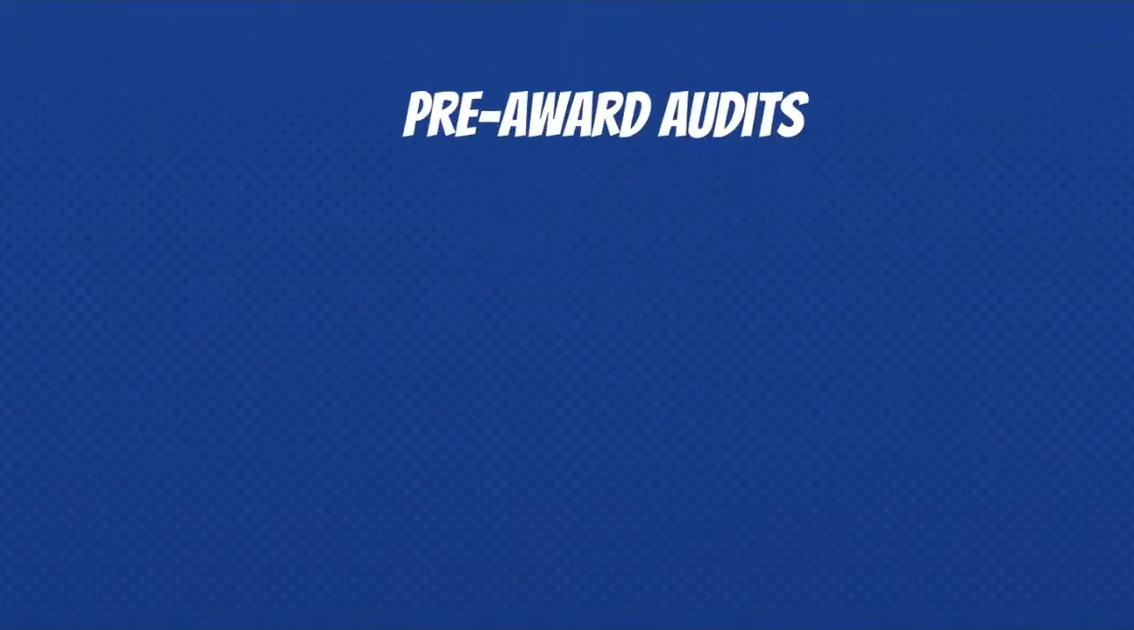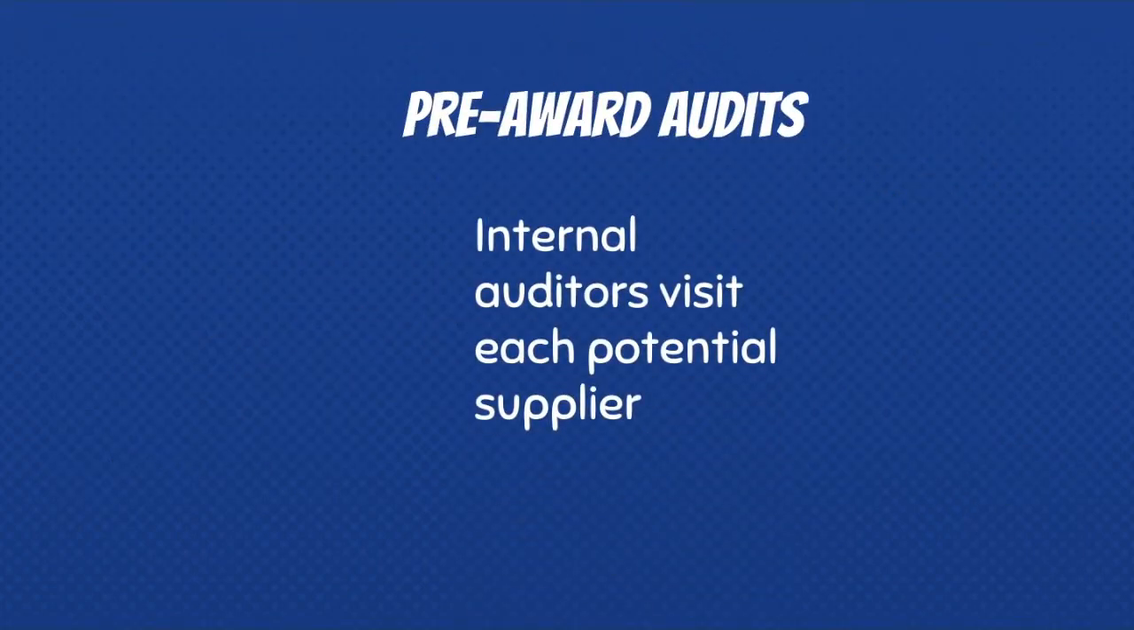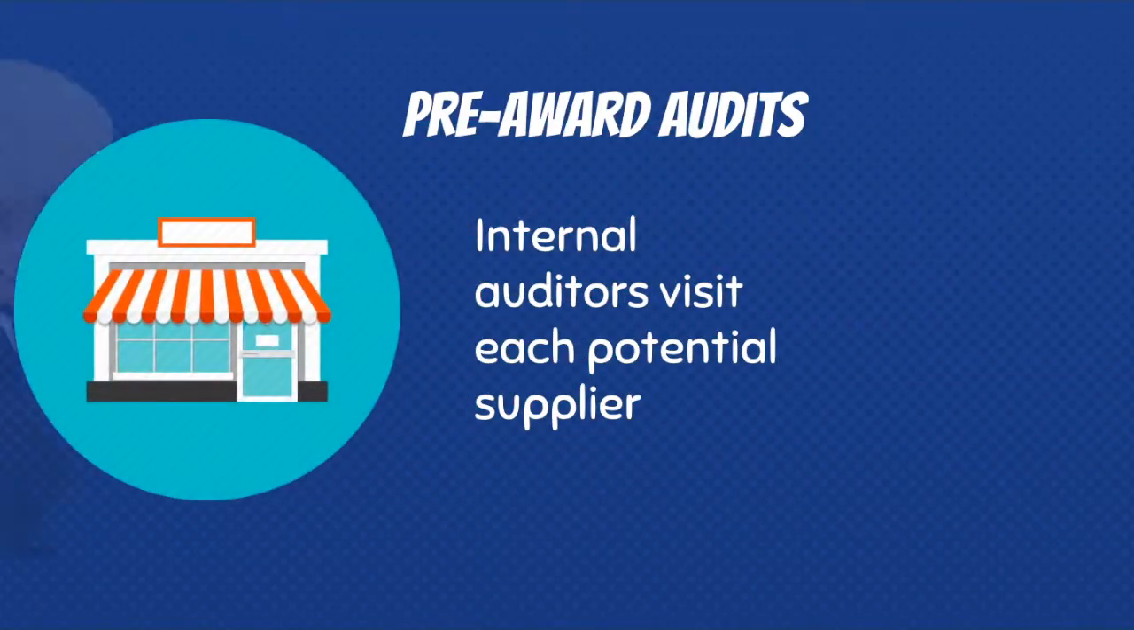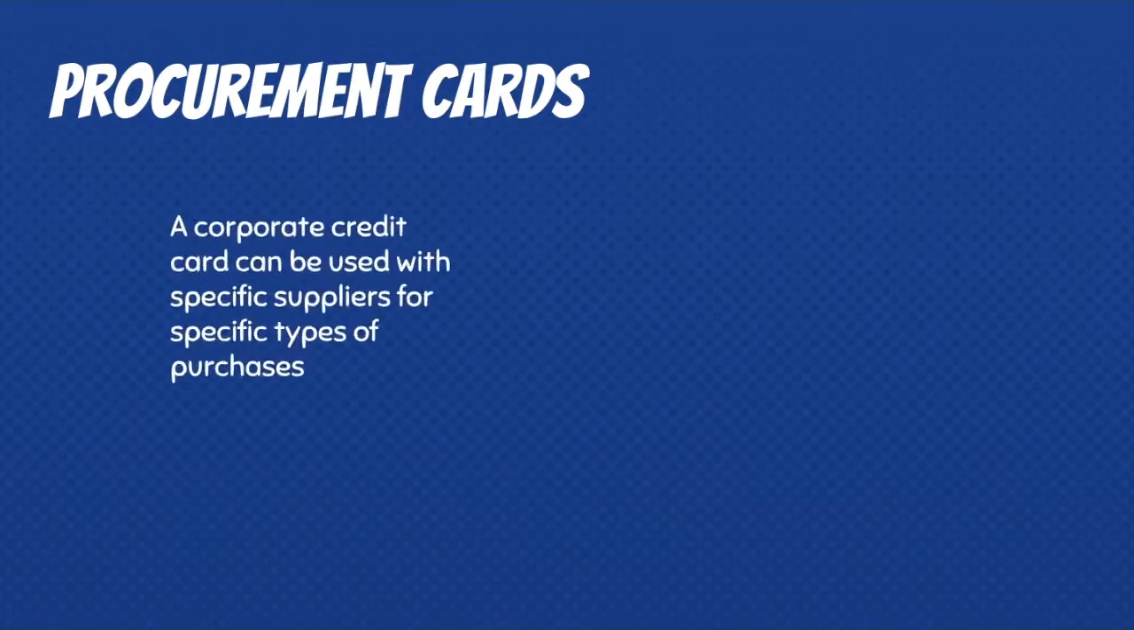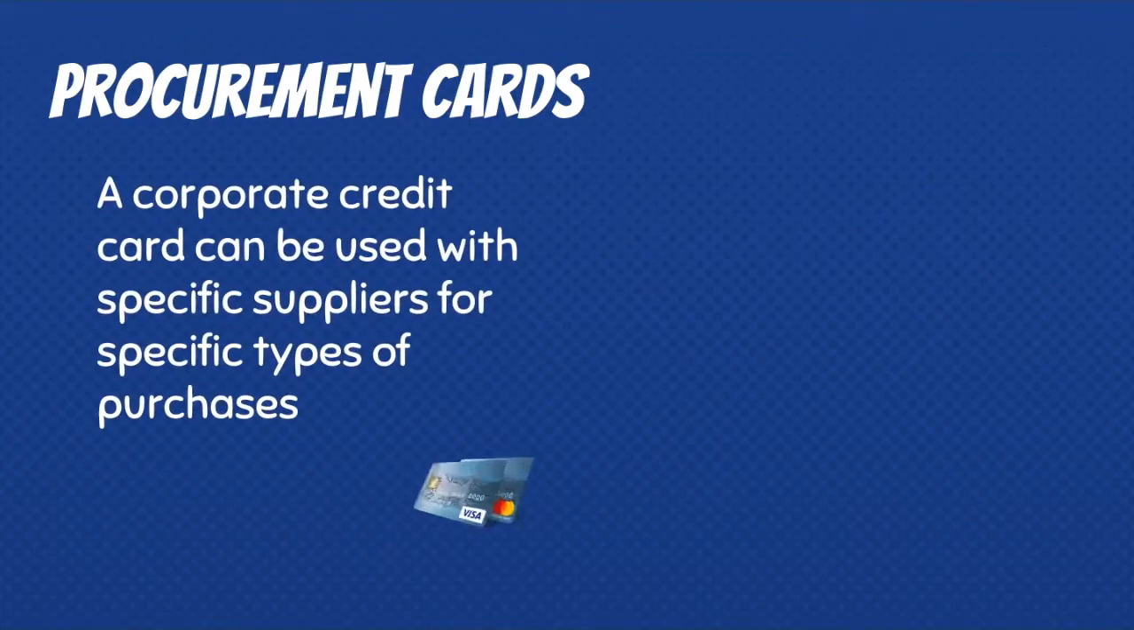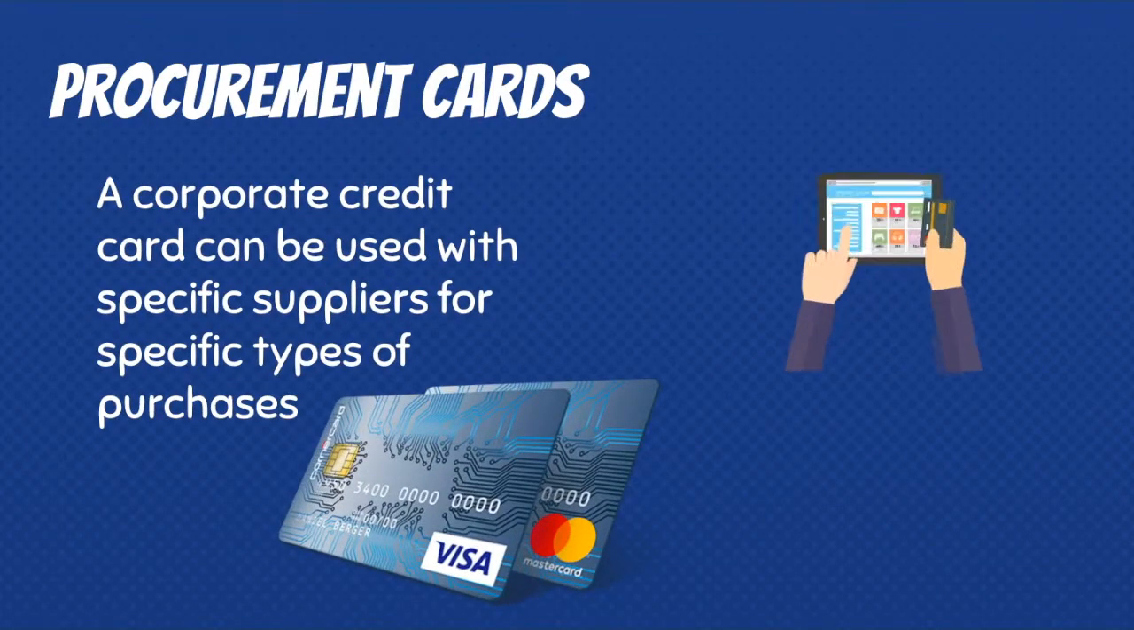In pre-award audits, internal auditors visit each potential supplier in the final cut to verify the accuracy of their bids. And lastly, procurement cards are corporate credit cards which can be used with specific suppliers for specific types of purchases.